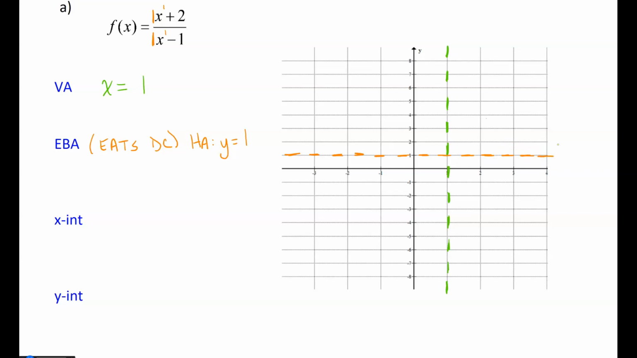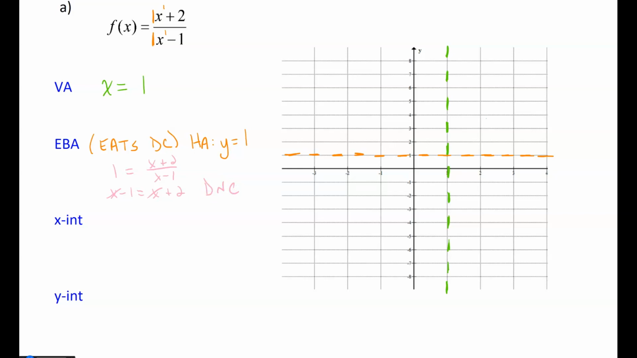Okay, and then we said if you do have a horizontal asymptote, check to see if the graph crosses it. So I'm going to set the equation equal to 1. So 1 equals x plus 2 over x minus 1. Multiplying the x minus 1 to both sides gives me an x minus 1 equals an x plus 2, which means those two x's will cancel out. I'm left with negative 1 equals 2, which is a false statement, so this does not cross.